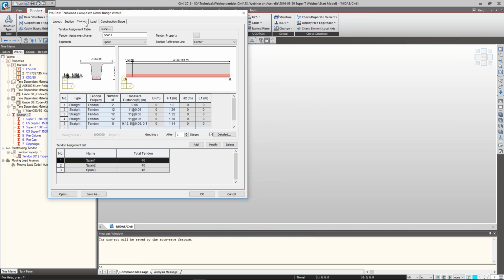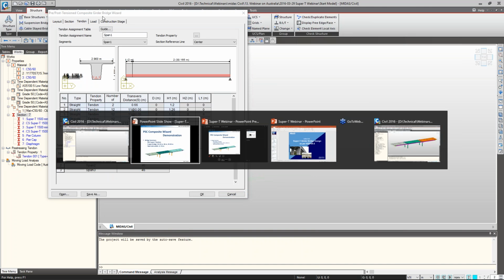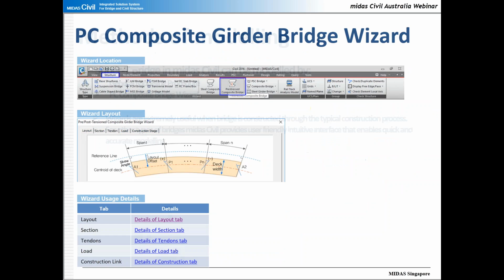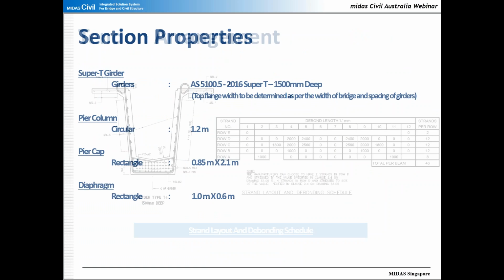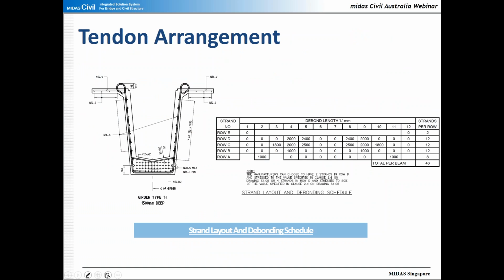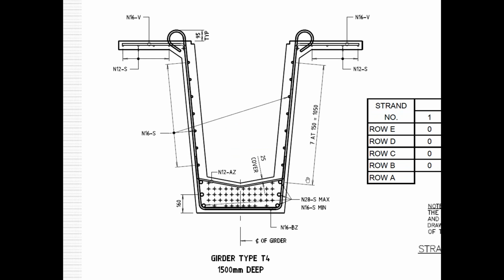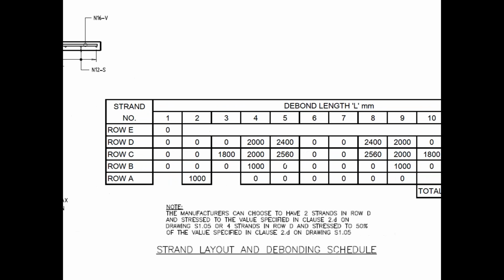And then I have to specify the tendon data. So let us see how easily we can specify the tendon data. I will just take you through the tendon information that we were expected to provide. So this is the tendon information that we want to provide to our bridge. We have 5 rows of tendons, and we have a debonding length, which we should specify in the bridge.